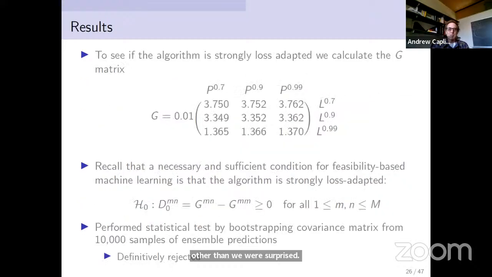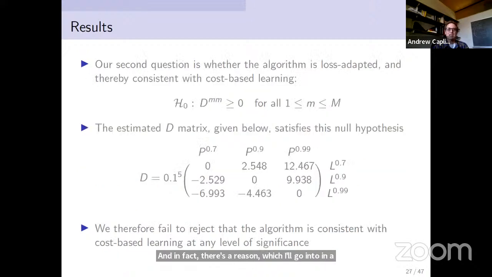So is there a capacity constrained explanation? No. This page says no, there isn't. It says so in the small decimal places, but it says no. And in fact, there's a reason, which I'll go into in a second, which is in the fact that the second question has the answer yes. Is there a cost? Does it look like there's a cost-based explanation? The answer is yes.